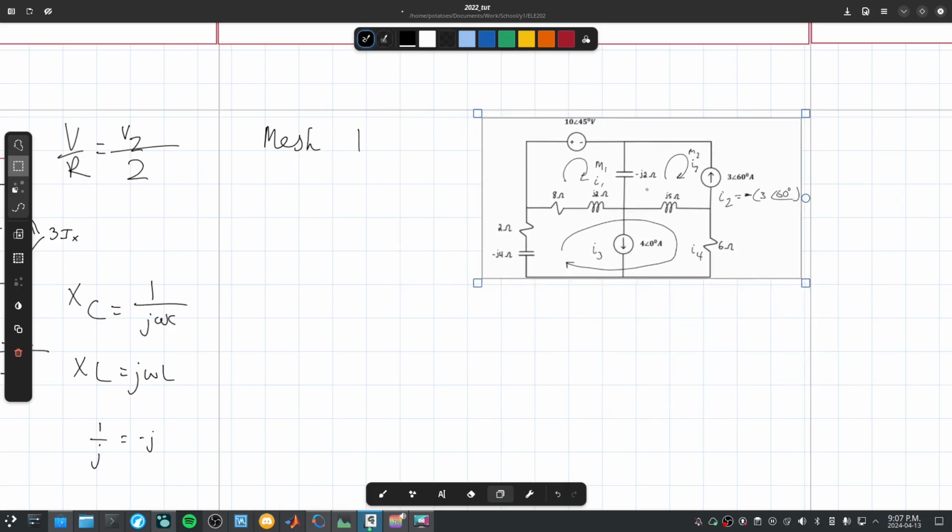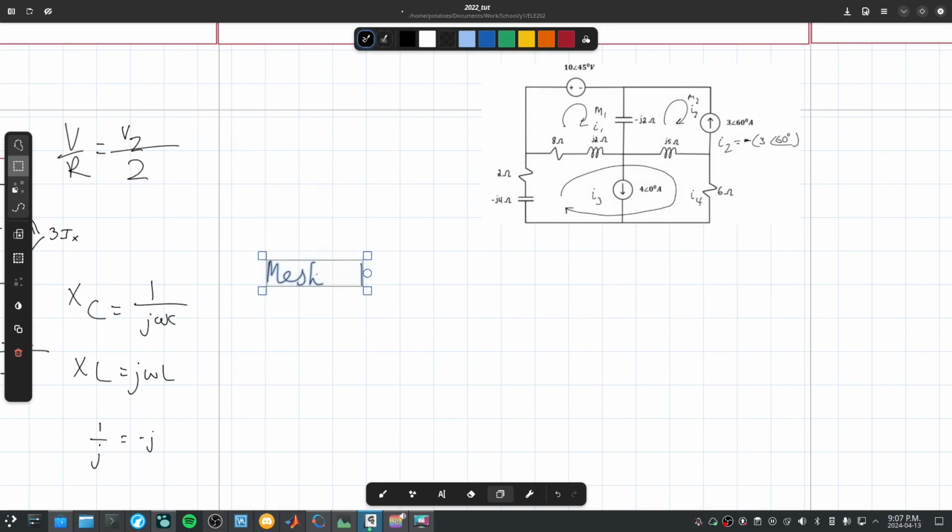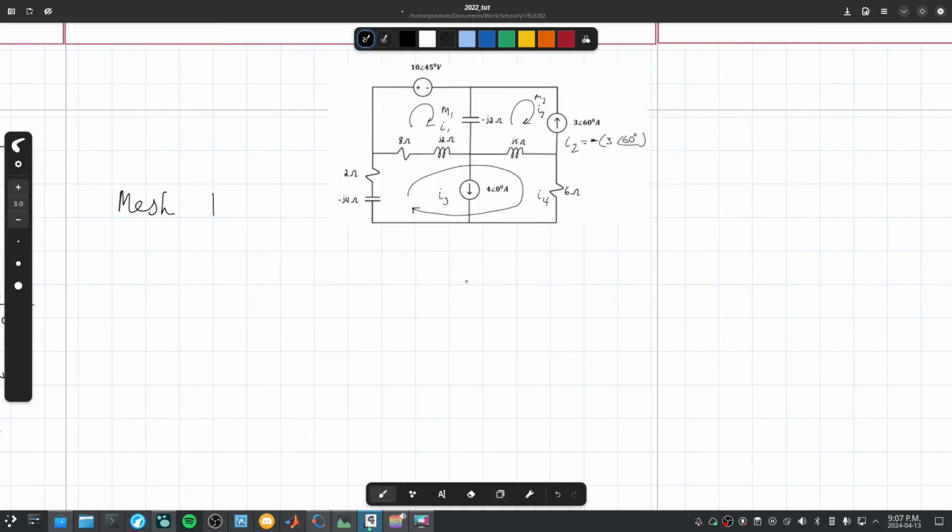So, here is our thing here. Mesh 1. So how you do meshes: you start at one point and you go along the track of it until you end up at the same point. Then you stop. And you find the voltage change across each one.